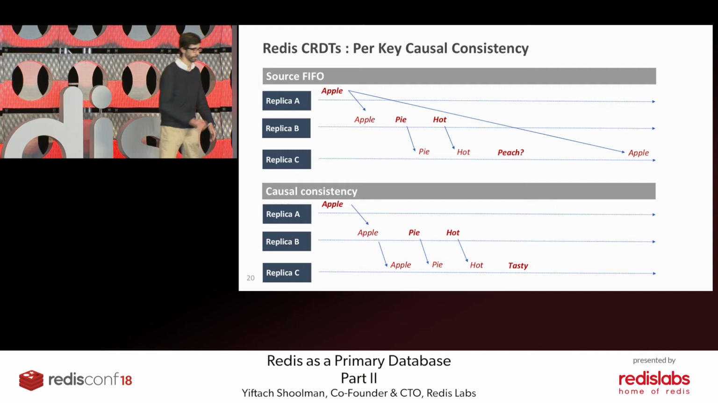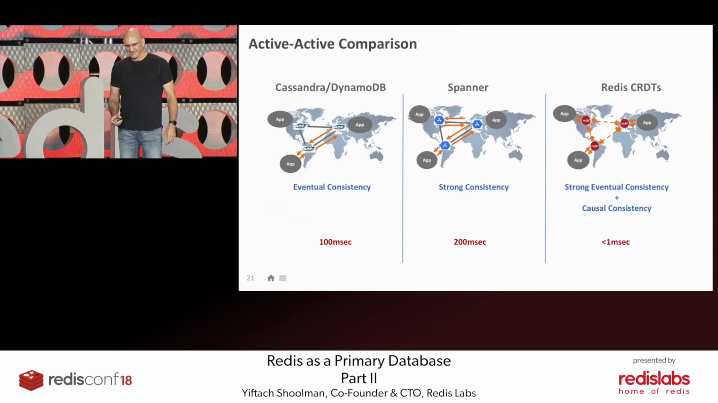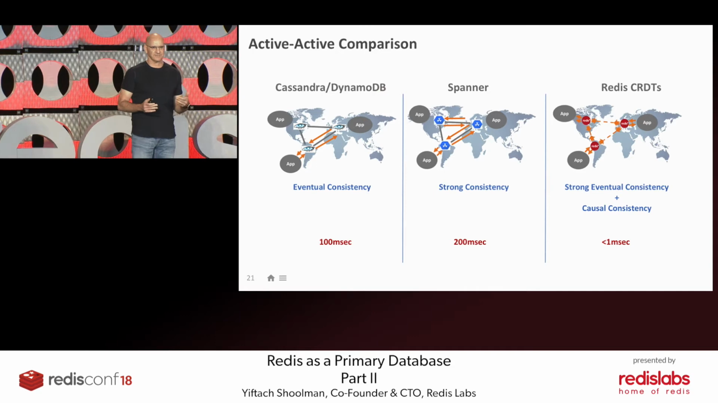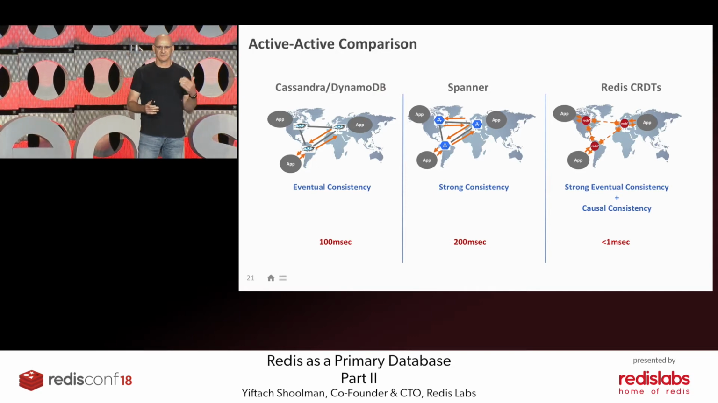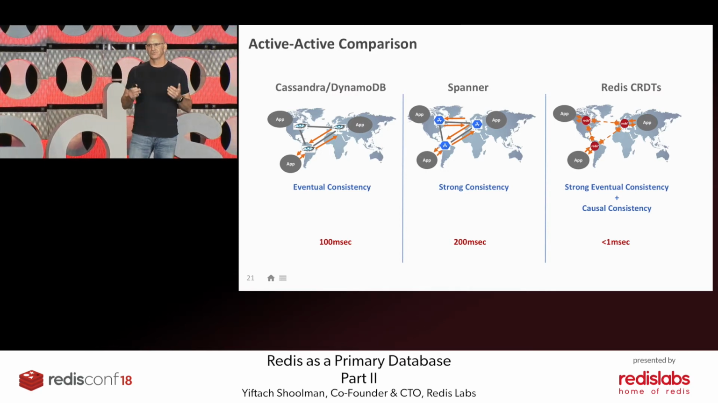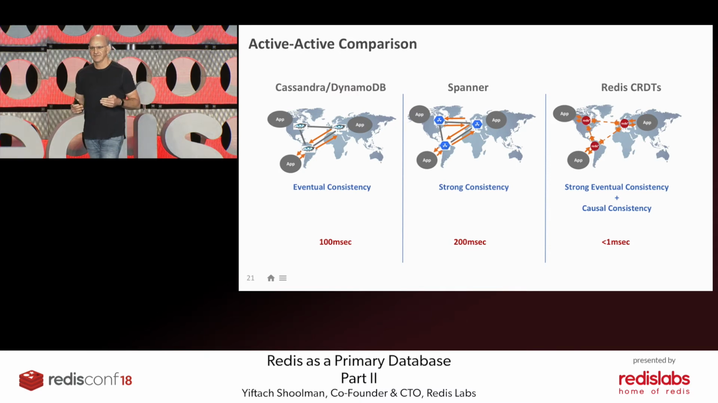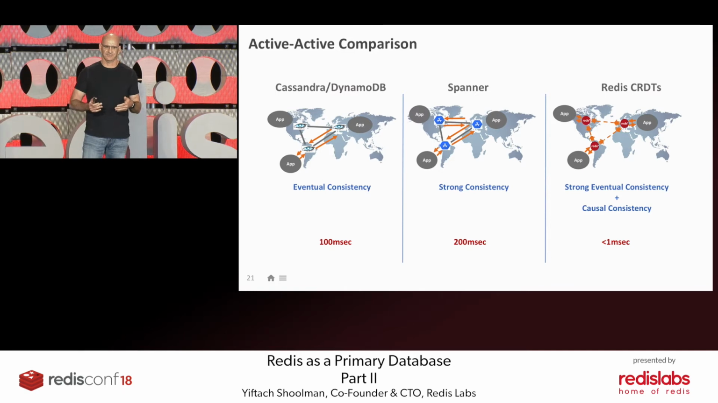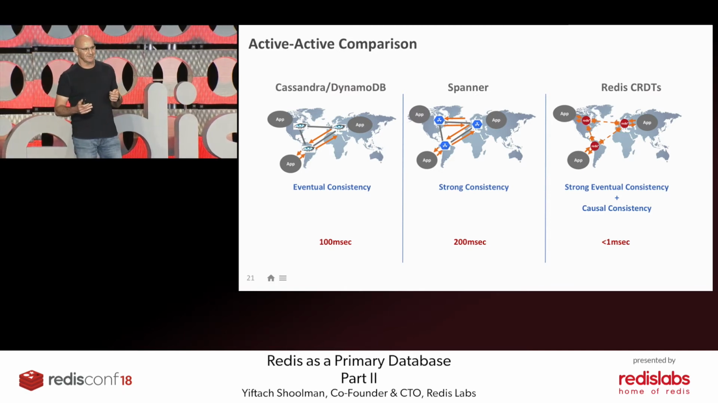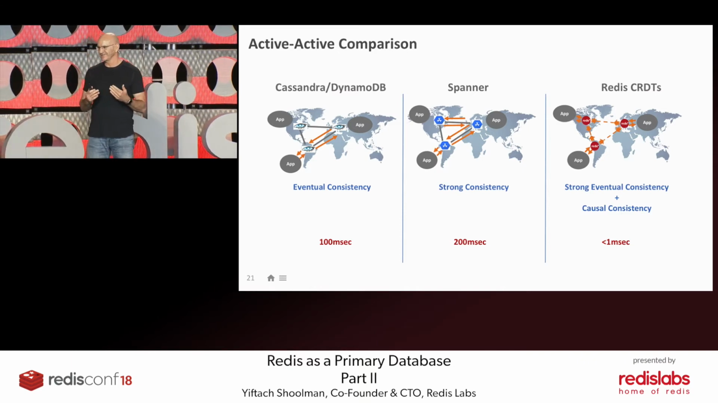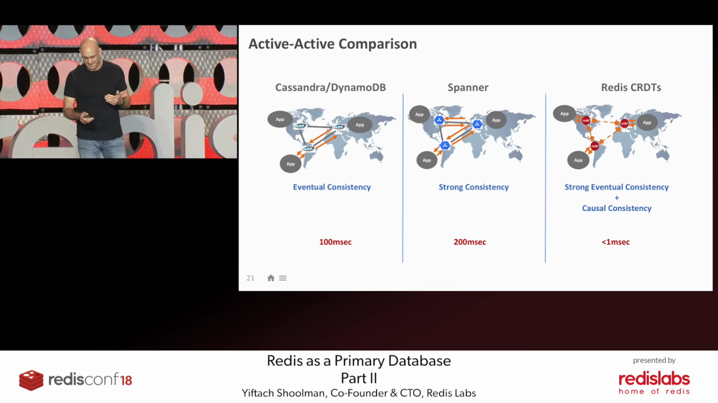Thank you very much, Carlos. So if we sum up this session, you have practically 3 choices when you go to active-active deployment. You can choose the Cassandra and the Dynamo way and use eventual consistency with 100 millisecond latency every time you send a request. You can go to Google Spanner or similar technologies and run each request with 200 millisecond latency. Or you can go to Redis CRDT, remain with sub-millisecond latency, and use strong eventual consistency with causal consistency, which practically provides the same characteristics as strong consistency.